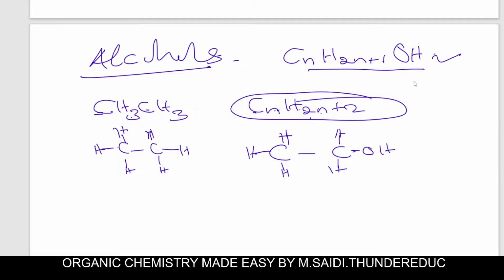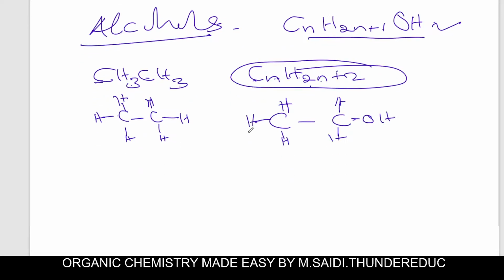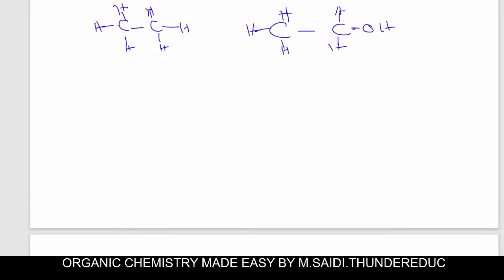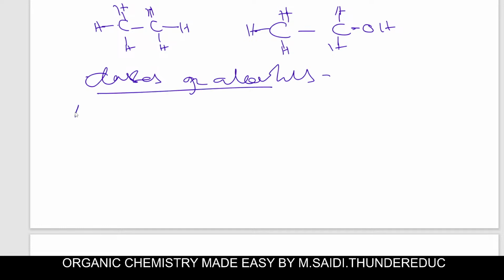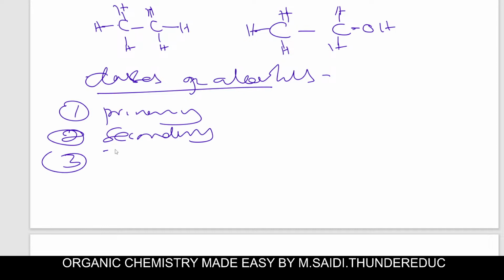When you talk about the naming of alcohols, look at this. You have three classes of alcohols. The first one is the primary. The second one is the secondary. The third one is the tertiary.